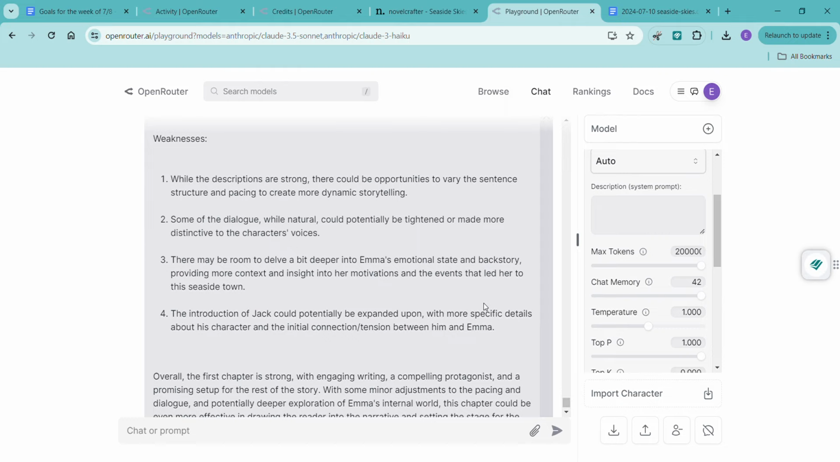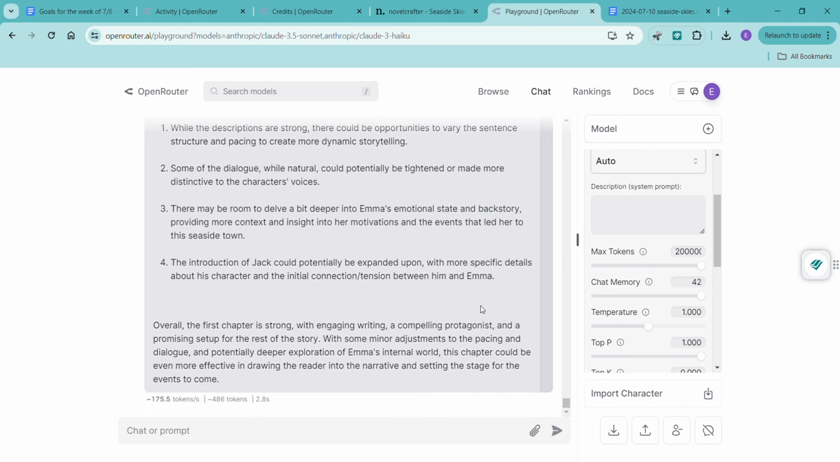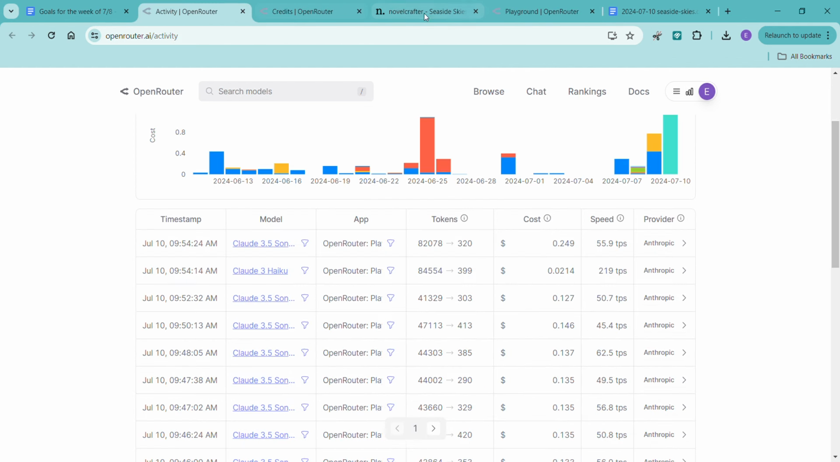Hey, it mentioned sentence structure, tightening the dialogue, more emotionalness, and then introducing Jack could be expanded on. So all good feedback, but pay attention to which AI you're using, because is Sonnet so much better than Haiku? You'll have to make that decision for yourself. It definitely gave more information, but is it worth so much more, especially when you are doing things repeatedly?